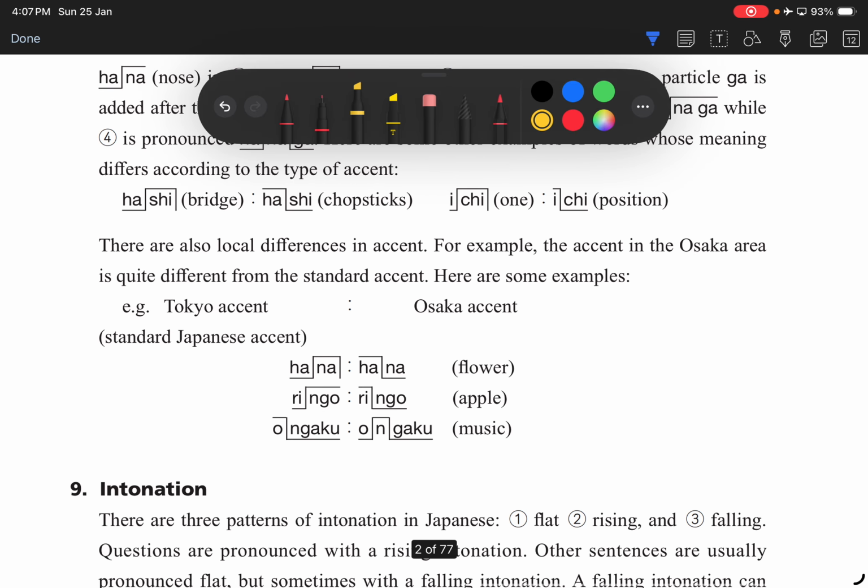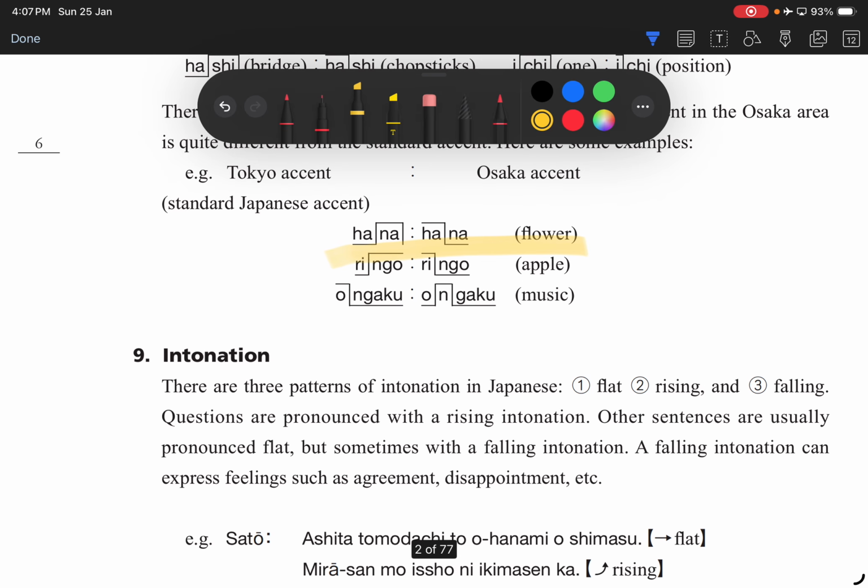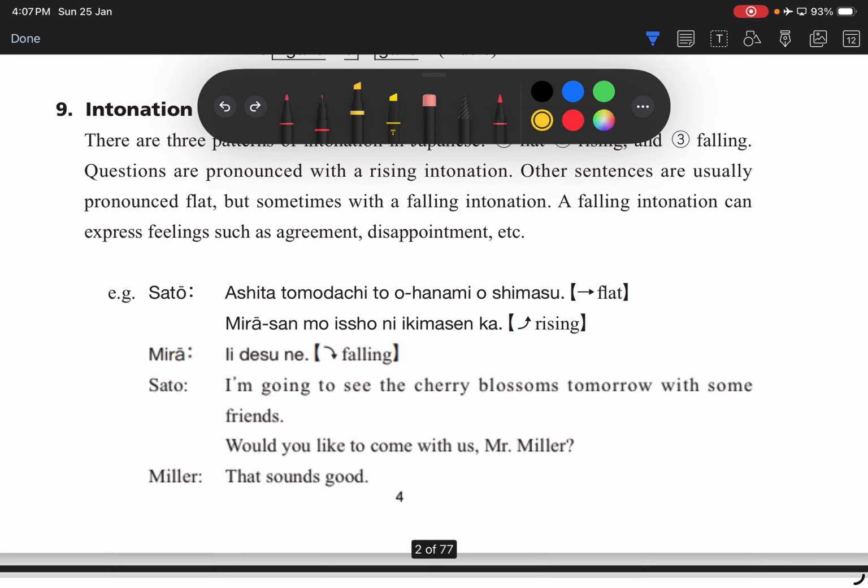Next, between Tokyo and Osaka, there's also a different accent. This is just for your information. Even for the same thing, flower, there's also a different pronunciation. This one differs by area, Osaka and Tokyo. Next will be the intonation.